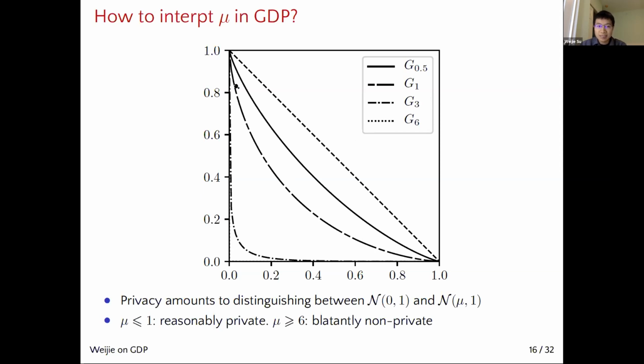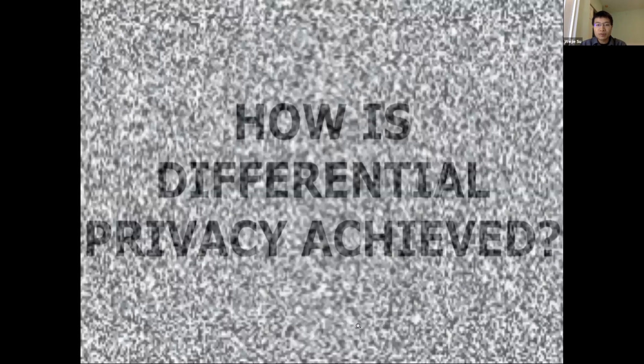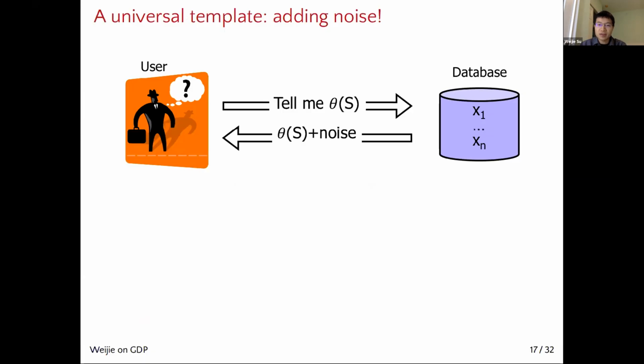And then when mu is 6, you don't see it, because when mu is 6, the trade-off function is just the same as the y and the x-axis. There's no privacy at all. So let's briefly talk about how to achieve privacy in FDP, in Gaussian differential privacy.